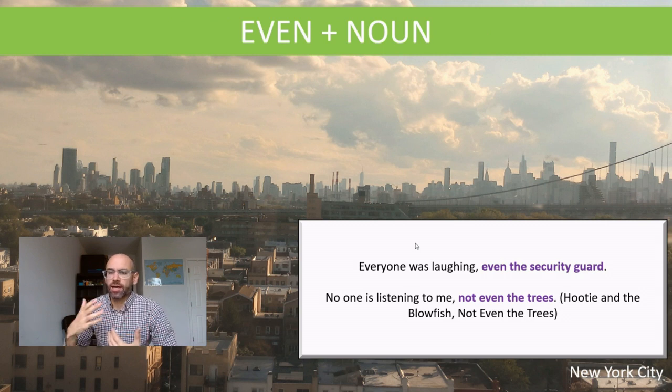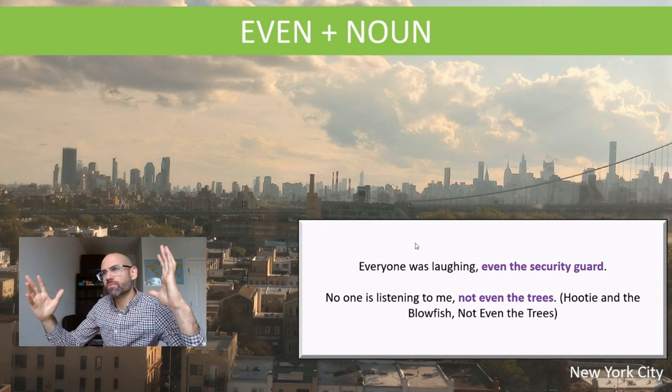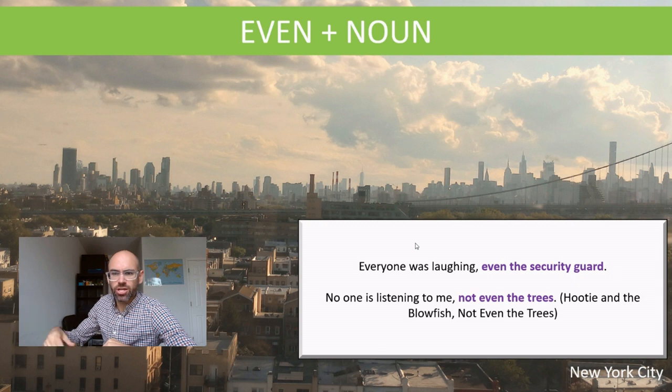So here are the example sentences that we have. First one says, everyone was laughing, even the security guard. So in this case, we're including the security guard in the group of people who are laughing, saying everyone is laughing. We're including the security guard, even though we would not expect the security guard to be laughing. We would expect the security guard to be very serious, very straight faced, but even the security guard is laughing.